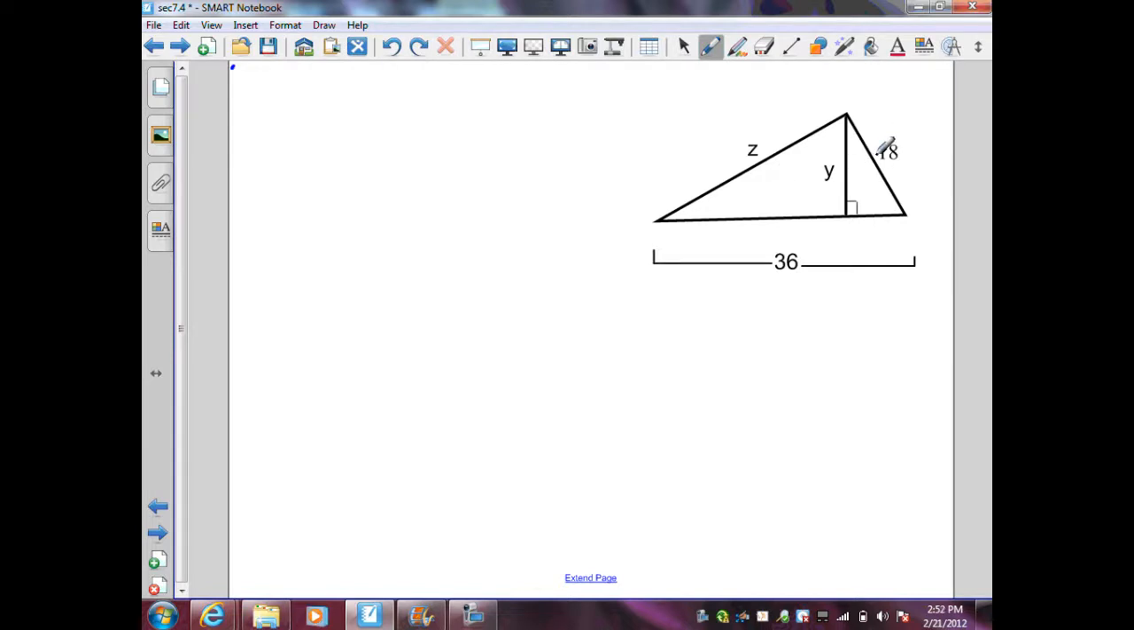Therefore, I want to start with 18. 18 is a geometric mean because it is a leg of the right triangle. And that leg is the geometric mean between the hypotenuse, which is 36, and the segment of the hypotenuse adjacent to that leg, which I'm going to let be x. Then I can just solve for x by the cross product rule, and that gives me 36x is equal to 324.